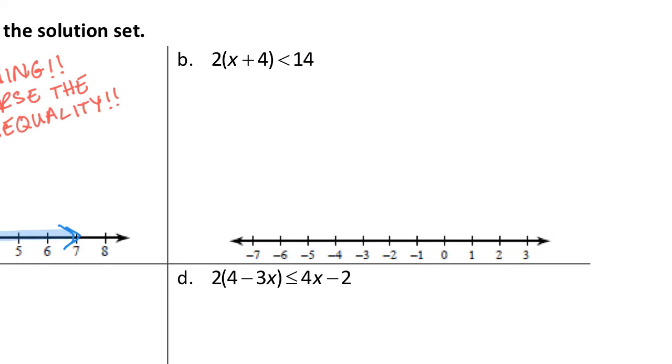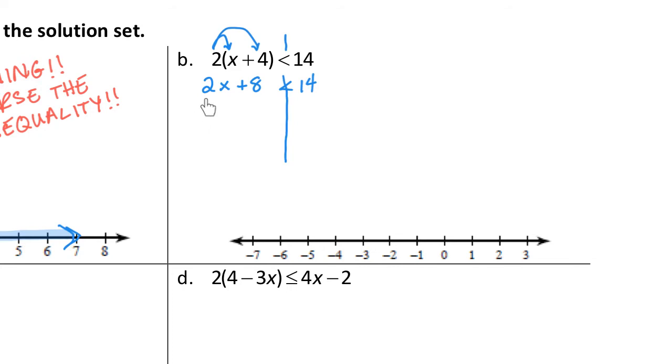For example B, start like we always do, draw our line down the inequality, and this time, inspect both sides. I've got parentheses, with a 2 on the outside of the parentheses, which means I need to distribute here. There's nothing to do on the right side because it's just 14. So like I said, distribute that 2. So I'll get 2x plus 8 is less than 14.